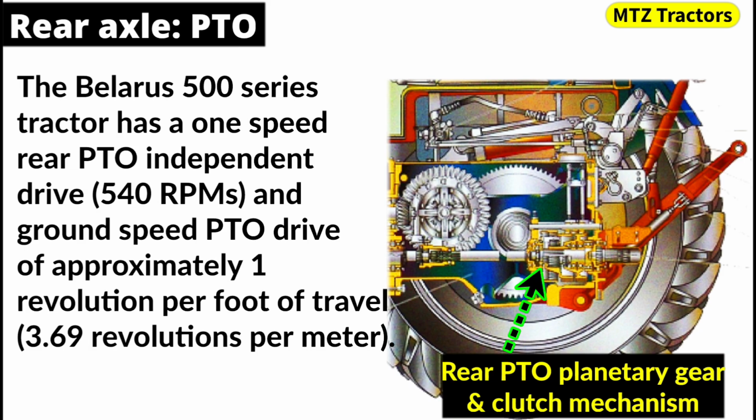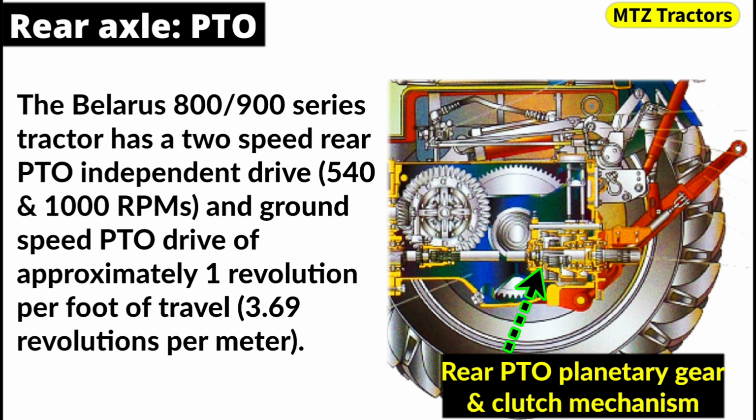The Belarus 500 series tractor has a 1-speed rear PTO independent drive, 540 RPM, and ground speed PTO drive of approximately 1 revolution per foot of travel, 3.69 revolutions per meter. The Belarus 800-900 series tractor has a 2-speed rear PTO independent drive, 540 and 1000 RPM, and ground speed PTO drive of approximately 1 revolution per foot of travel, 3.69 revolutions per meter.